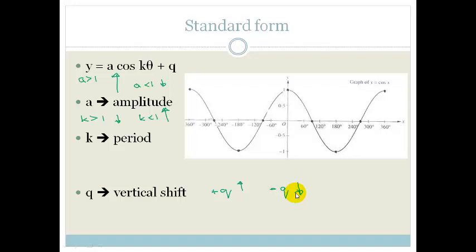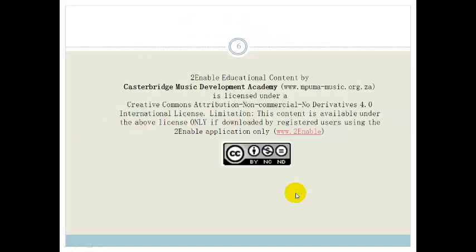And grade 11s, that's all the different manipulations you need to know with your cos graph at this time. Please make sure you know all of them, how your A, your K, and your Q affect your cos graph. You need to be able to draw the cos graphs or be able to work out these different variables from a drawing of the graph. And then once you've made sure you understand this, go do the assessment at the end of the section.